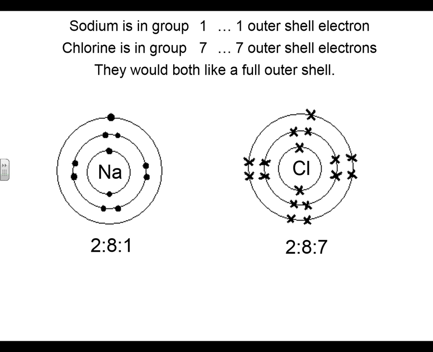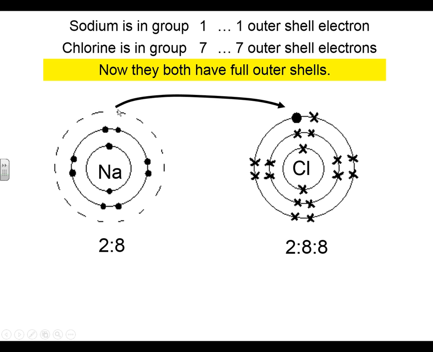Now, the thing is, both of them would really like to have a full outer shell. They don't really like just having 1 in the outer shell, and chlorine doesn't really like having a gap there. It's not too happy with those at all. So what happens is that electron moves across, gone from sodium and across onto the chlorine, which gives sodium an electronic configuration of 2,8 and chlorine 2,8,8. And they've both got full outer shells.